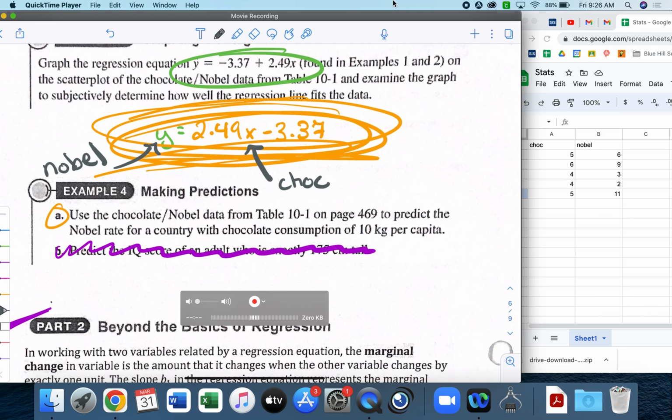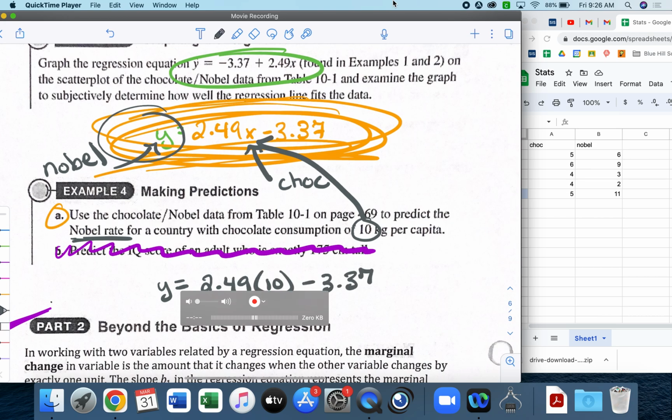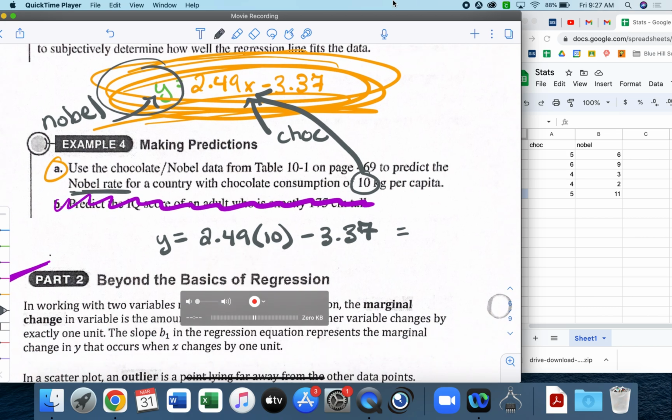Use the chocolate Nobel data to predict the Nobel rate, so I'm trying to find Y, for a country with chocolate consumption of 10K per capita. So I'm going to plug 10 in for X and solve for Y, and it's just that easy. This is like basic algebra. You're plugging 10 in, subtract 3.37, and we get a number for Y. What is the Nobel rate if you type that in?